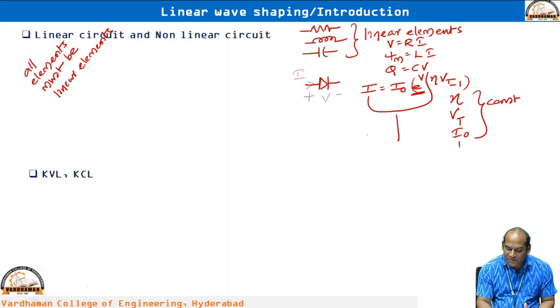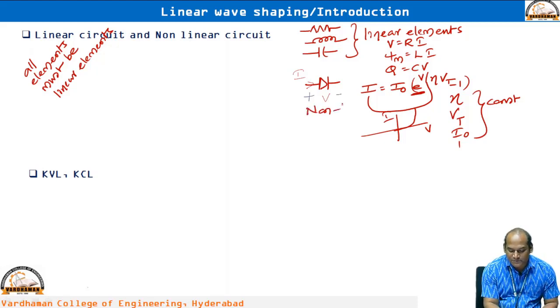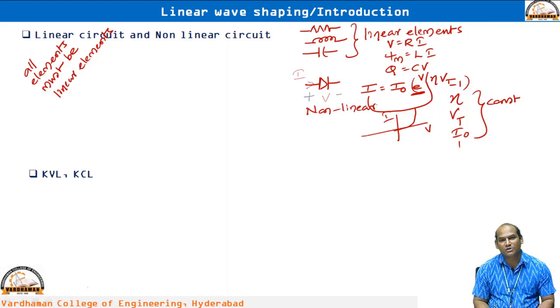Exponentially means, if you see the forward bias characteristics of the diode, we will see a curve like this. It is not a straight line passing through the origin, so we can conclude that the diode is a non-linear element. In one circuit, if you have one diode or more than one diode, then we can tell that it is a non-linear circuit. In addition to the diode, you may have a resistor. Resistor is linear, but diode is non-linear. So that particular circuit is non-linear only.